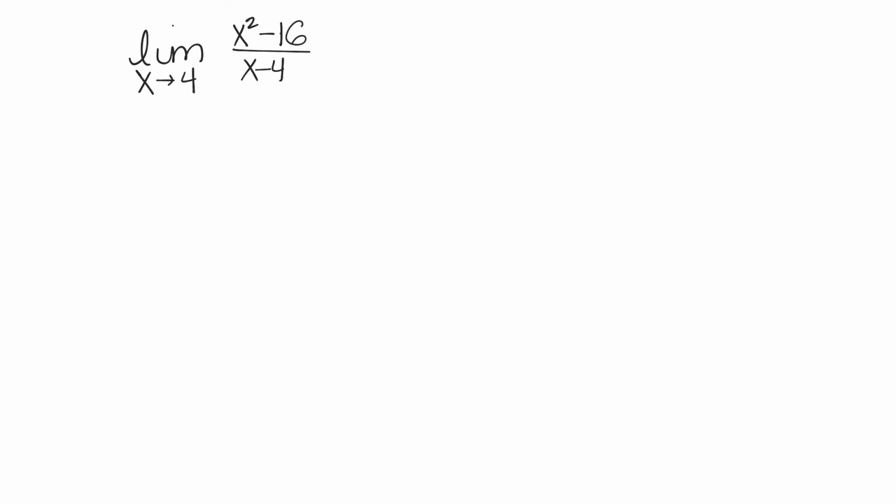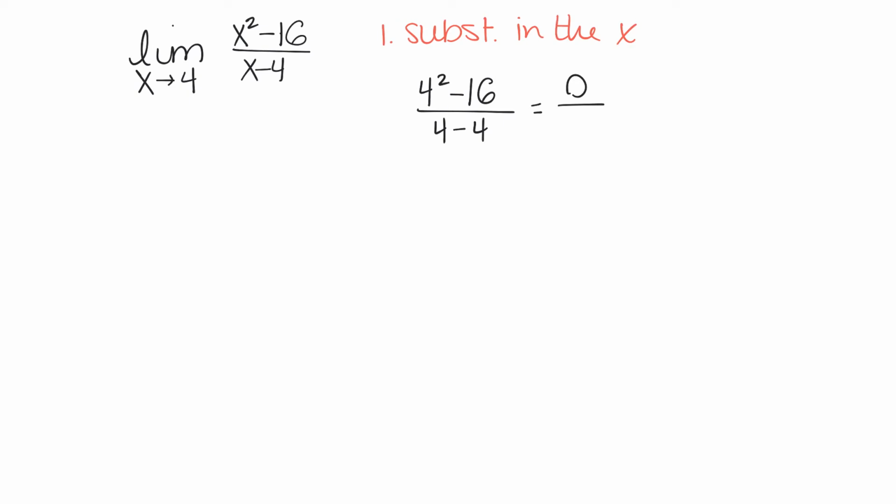Okay, so step 1 is always to substitute. We always substitute in the x. So I'm going to do that, and I'm going to say 4 squared minus 16 over 4 minus 4. All right, so on the top, I've got 4 squared is 16 minus 16 is 0. And on the bottom, 4 minus 4 is 0. Okay, so this is indeterminate.